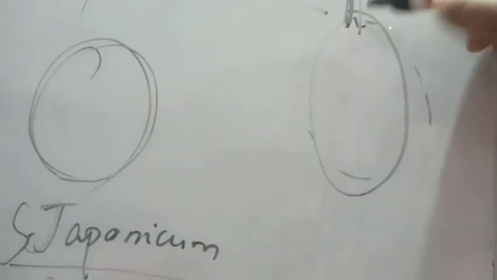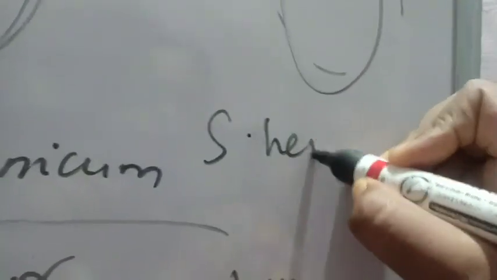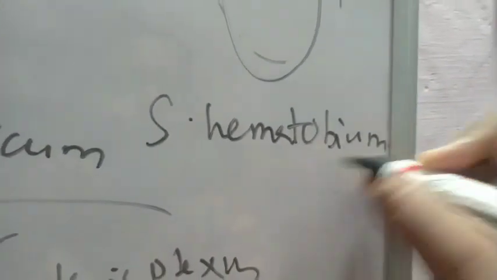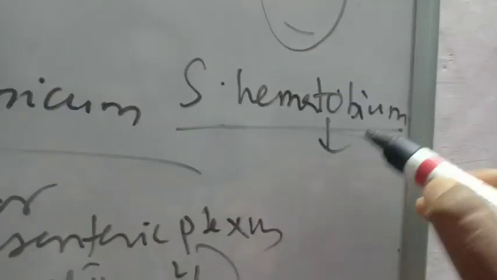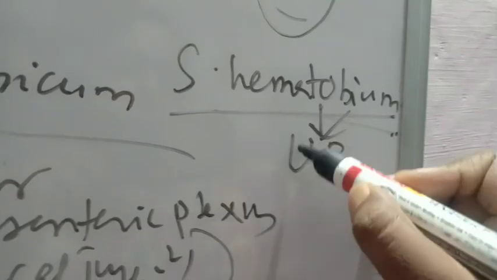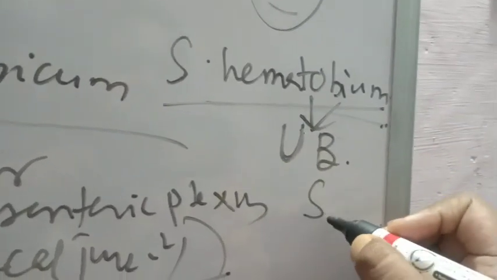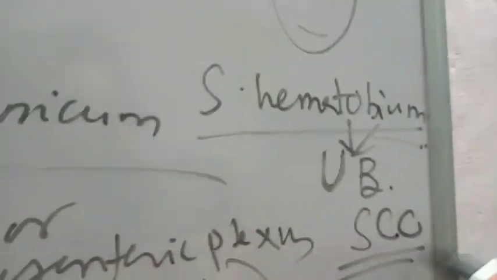And the final one, the one with the terminal spine, is Schistosoma hematobium. So hematobium lives in the urinary bladder, and it causes what kind of cancer? Squamous or adeno? Come on, or transitional? This causes squamous cell carcinoma of the urinary bladder.